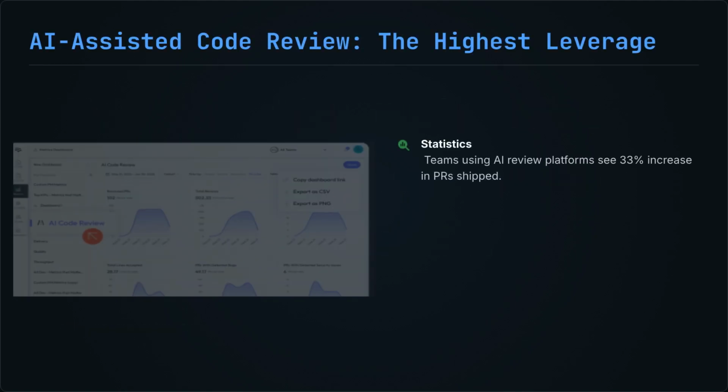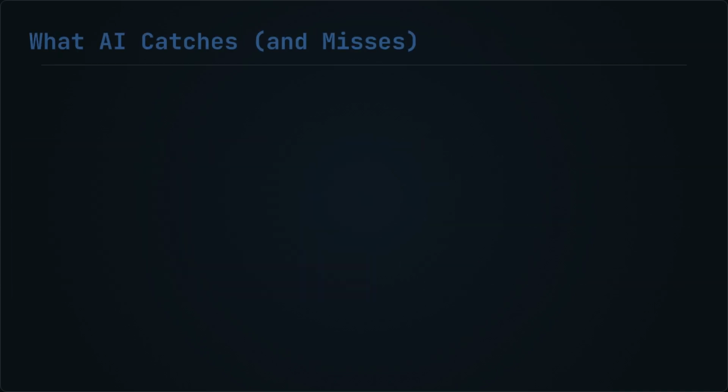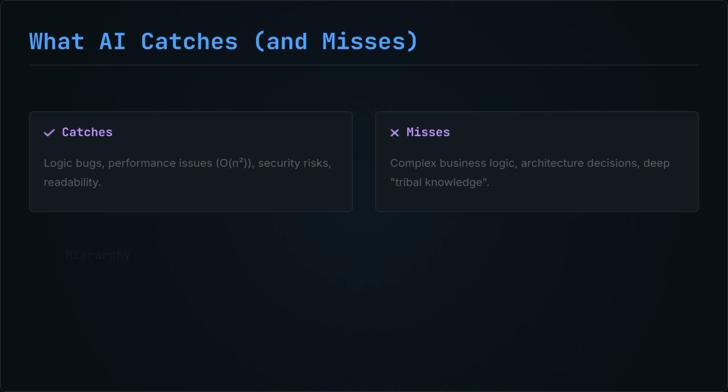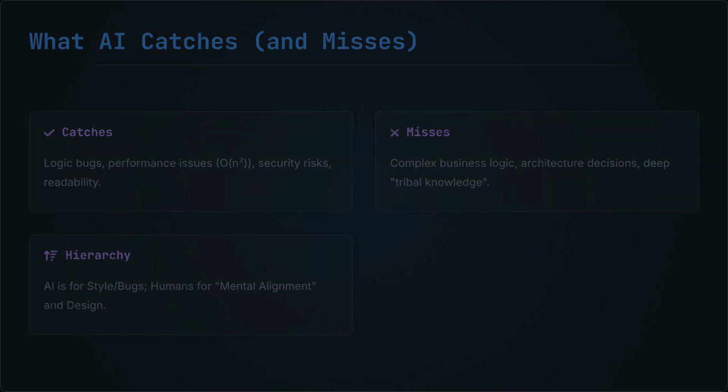AI-assisted code review offers the highest leverage, consistently applying high standards and avoiding human, quote, review fatigue. Teams using AI review platforms see a 33% increase in shipped pull requests. AI catches logic bugs, performance issues, and security risks. However, it misses complex business logic and deep tribal knowledge. AI is for style and bugs. Humans focus on mental alignment and design.